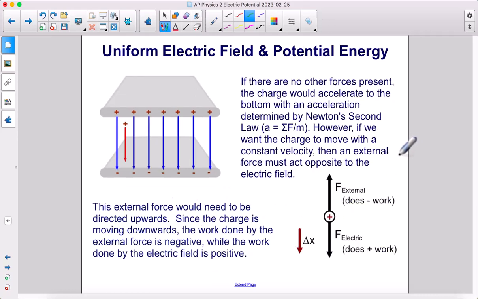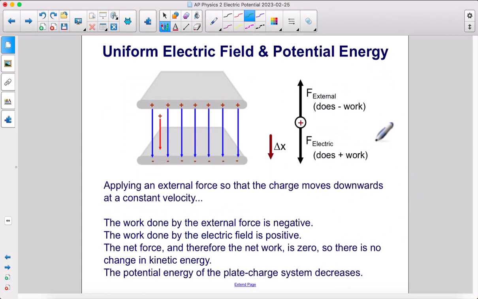If there are no other forces present, the charge would accelerate to the bottom with an acceleration determined by Newton's second law. Acceleration equals net force divided by mass. However, if we want the charge to move with a constant velocity, then an external force must act opposite to the electric field. This external force would need to be directed upwards. Since the charge is moving downwards, the work done by the external force would be negative, while the work done by the electric field would be positive.